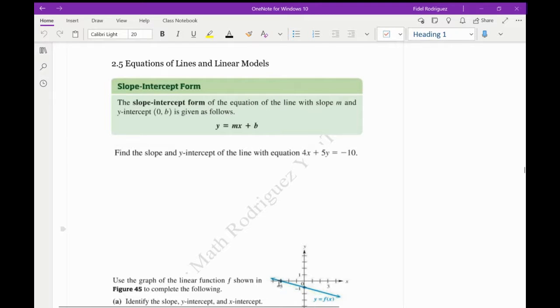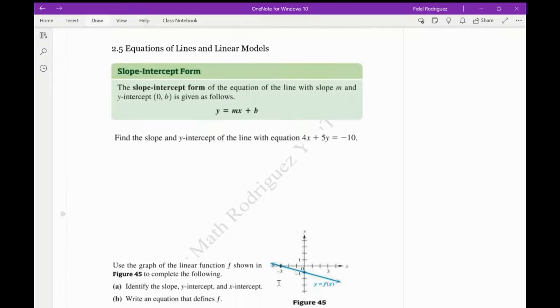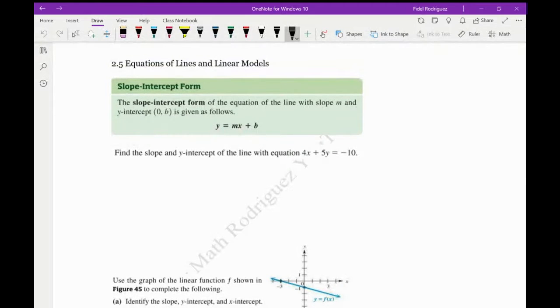So what I wanted to do, y'all, is go over 2.5, and then we can answer any questions from homework and stuff from chapter 2 after that. So let me make sure that this is working. Here we go. Got my pen. All right, so 2.5 is equations of lines and linear models.